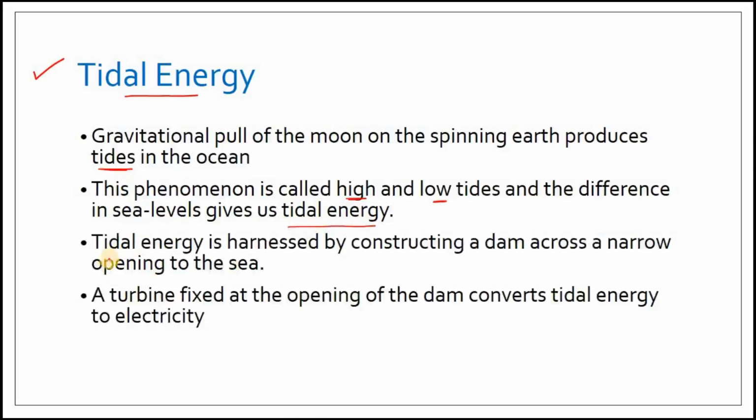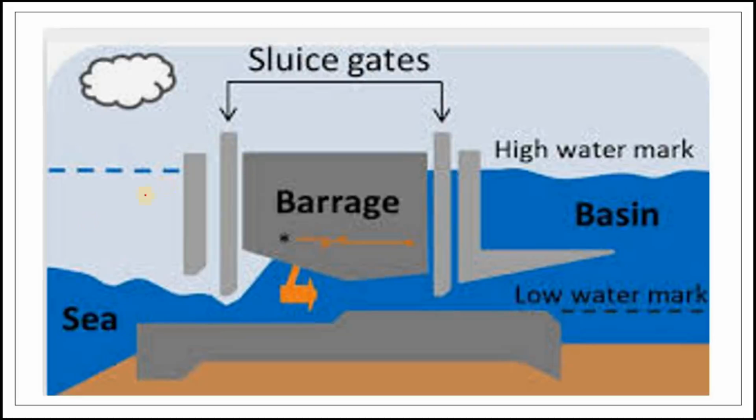So how can we get tidal energy? It is harnessed, means got, by constructing a dam across a narrow opening to the sea, and a turbine fixed at the opening of the dam converts tidal energy into electricity. I'll explain this by a diagram. You see, this is a barrage, a small inlet, right? And we have a basin, right? A lake, you can say. And these are the sluice gates.